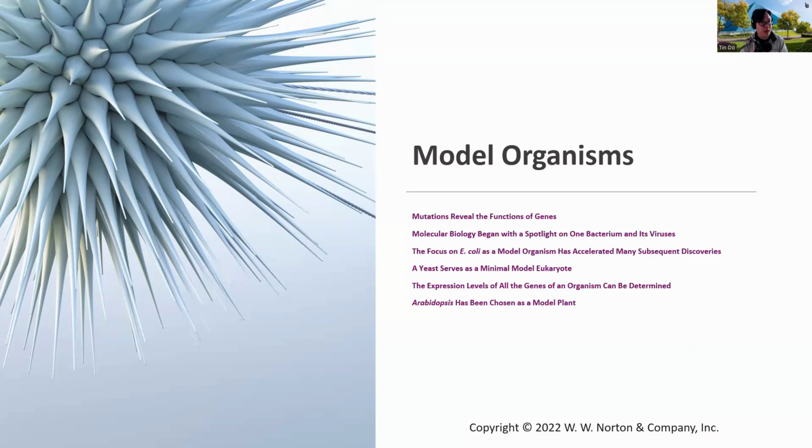Okay. Molecular biology began with a spotlight on a bacterium and its virus. The focus on E. coli as a model organism has accelerated many subsequent discoveries. Again, this is very, very important. It doesn't sound as important as it is in the field. It's really, really important that this actually happen. Yeast serves as a minimal model eukaryote. Again, yeast cells are eukaryotic organisms, so don't forget that. Expression levels of all genes of an organism can be determined, yes, through a lot of various testing. And Arabidopsis has been chosen as a model plant.